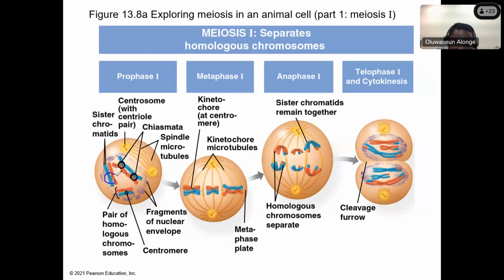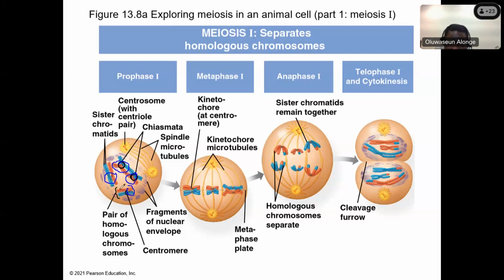Crossing over has happened. The point where crossing over happened, we call it chiasmata. So you see, that is crossing over happening. Crossing over happened there. You see that? Crossing over has happened. Now, so we call them.